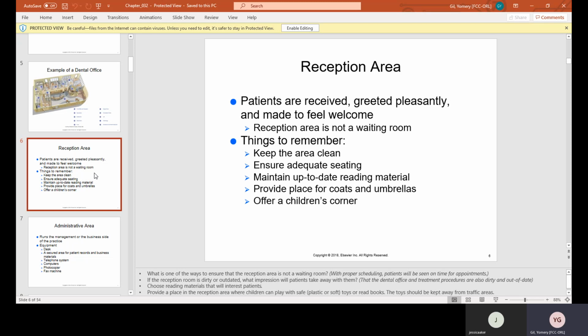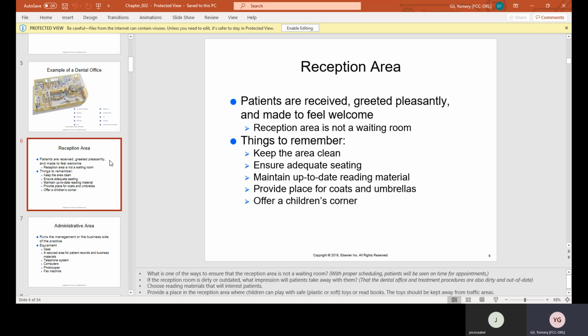So, things to remember: keep the area clean, ensure adequate seating, maintain up-to-date reading materials, so magazines or any pamphlets, make sure that they're up to date. Provide a place for coats and umbrellas, and offer a children's corner. If your dentist caters to children, or they just want to have an area for the children to entertain themselves while they wait for their parents to be called, they'll offer a children's corner with little toys here and there.